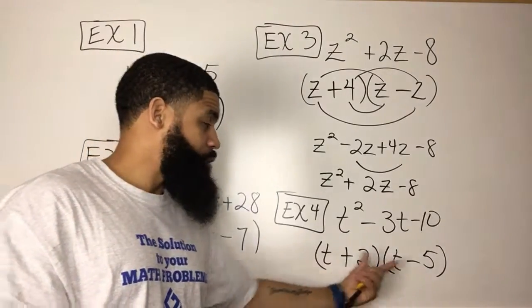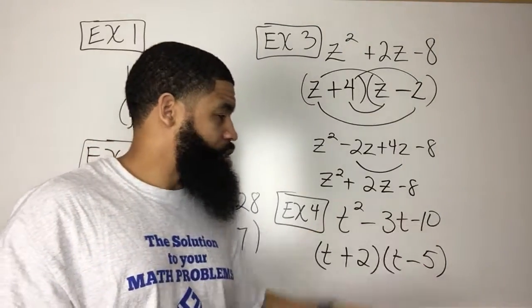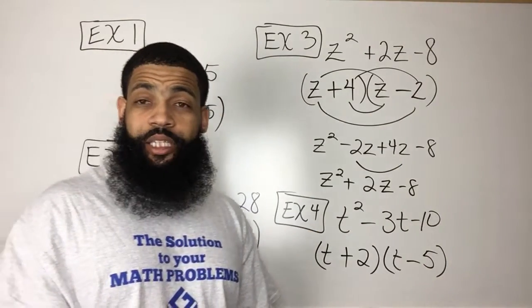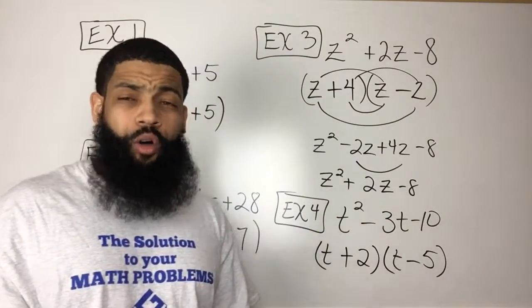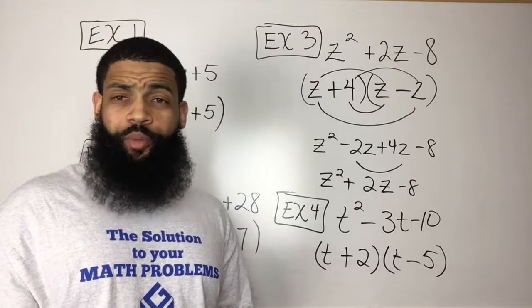Once again, we can put these back together, multiply them, and we should get t squared minus 3t minus 10. Remember, always check your work. If you're unsure about your factoring, always go back and check your work.